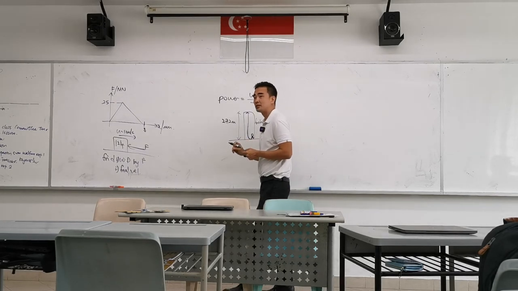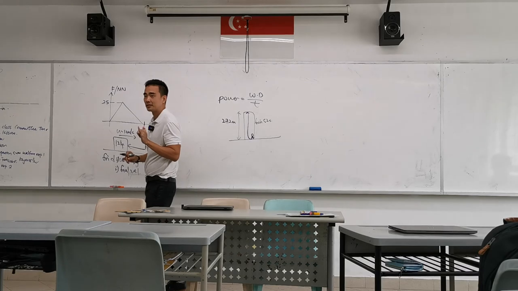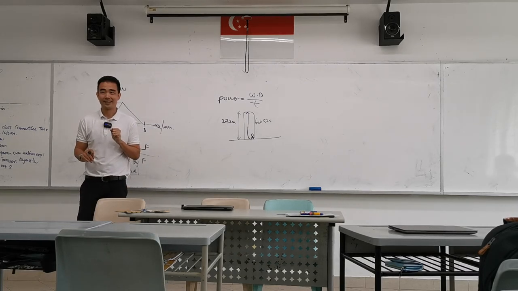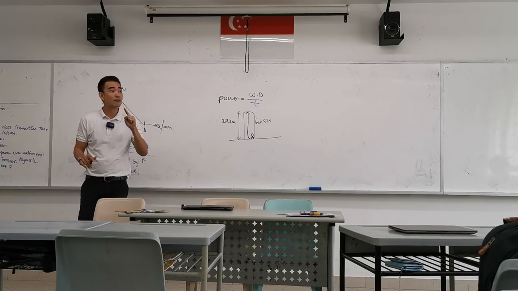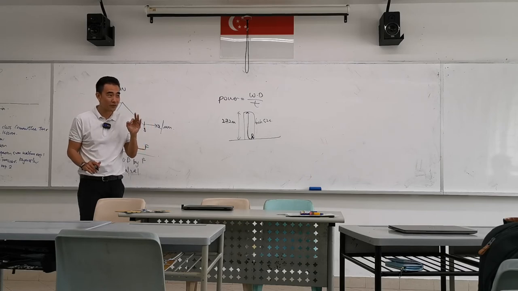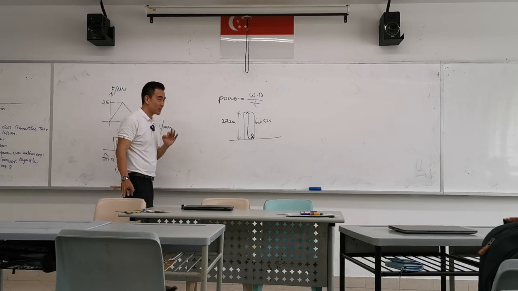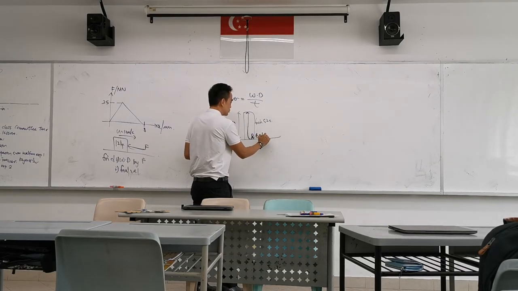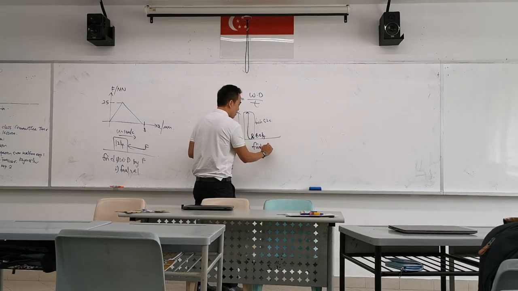Now if you divide out, it means that every story he took about 6 seconds. Every story, that's 3 seconds every flight. It's actually very demanding. So imagine the person is 60 kg. Find the power of the athlete.